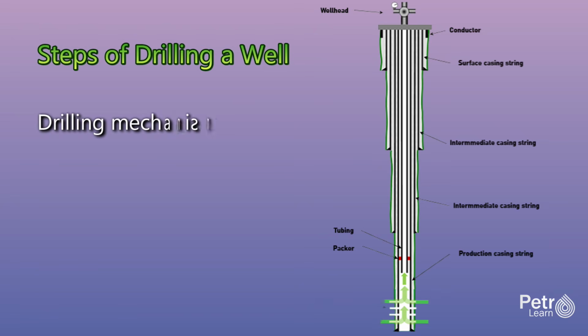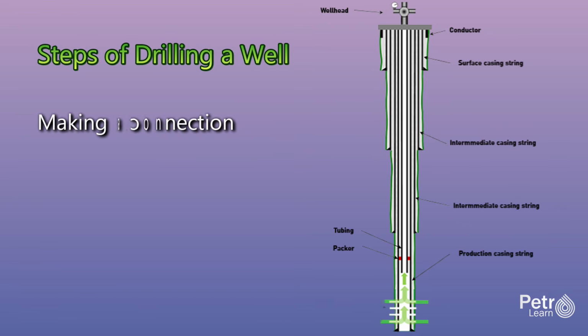The kelly passes through the rotary table, which grips it with a kelly bushing. When the rotary table turns, the kelly turns, rotating the entire drill string and bit. As drilling progresses and the kelly is drilled down close to the rig floor, the crew must add another joint of drill pipe. This process is called making a connection.